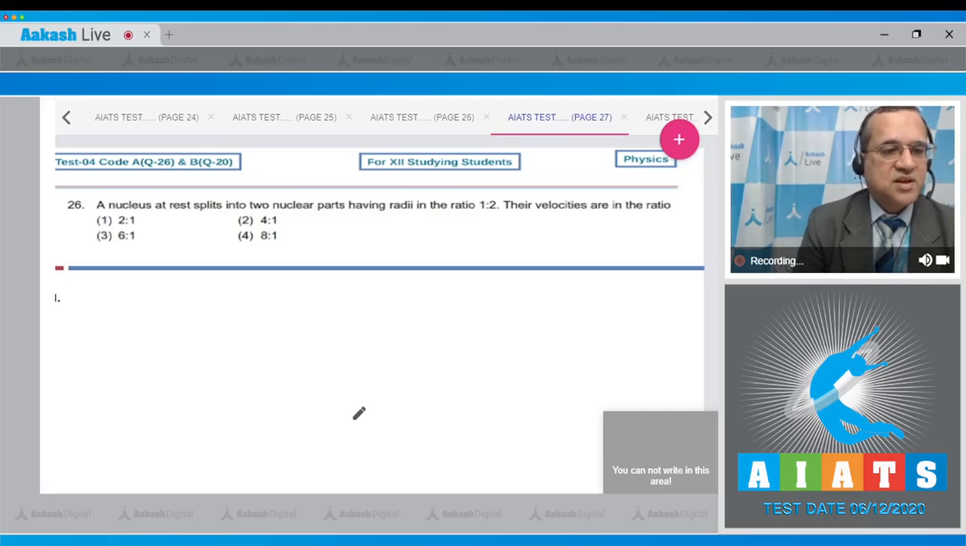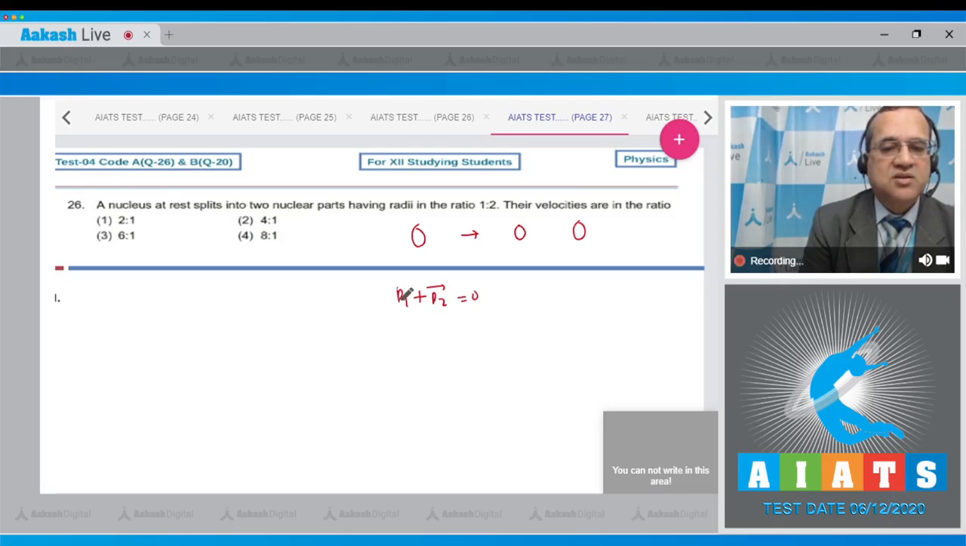Question number 26: a nucleus at rest splits into two nuclear parts having radii in the ratio 1:2. Their velocities are in the ratio? So 1 is decaying into 2. In this case, we know that momentum should be conserved. So momentum of 1 plus momentum of 2 should be 0. So momentum of 1 should be equal to minus momentum of 2. The mass of 1 and the velocity of 1 is equal to the mass of 2 and the velocity of 2.